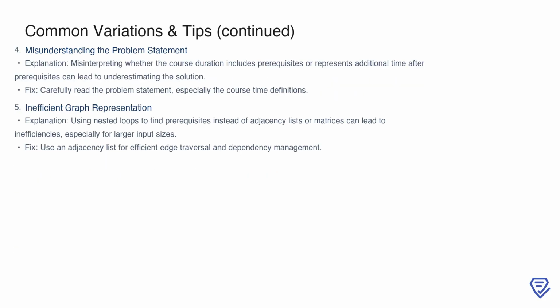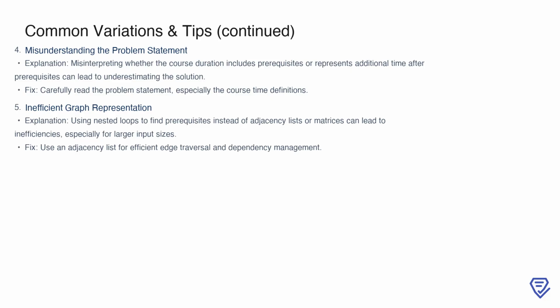Another related challenge is misunderstanding the problem statement. For instance, some might confuse whether the course duration includes the time for prerequisites or is an additional duration after prerequisites are completed. This misinterpretation can lead to underestimating the solution. To avoid this, it's essential to carefully read the problem statement, paying close attention to how course times are defined.